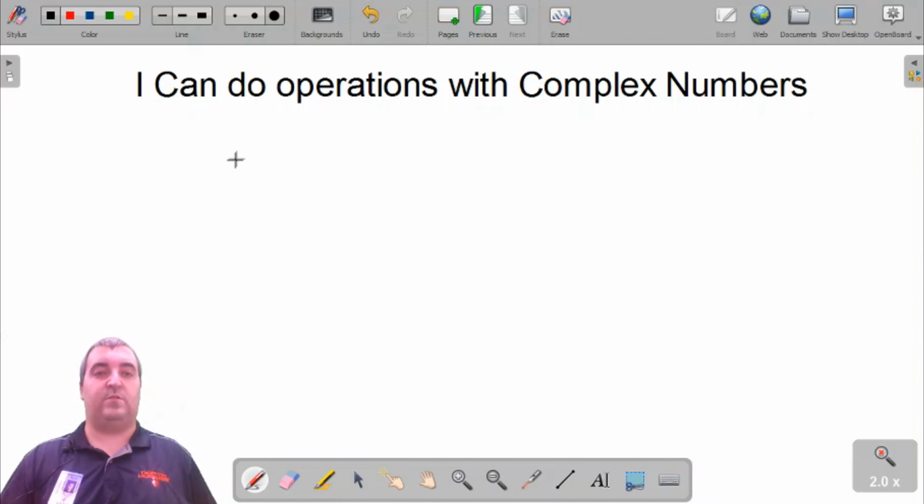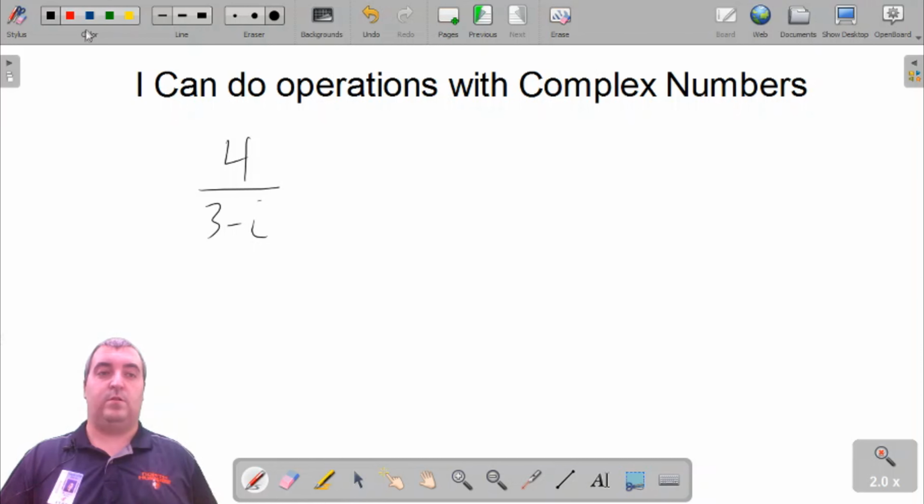So in the last video we talked about what complex numbers were and how to add, subtract, and also multiply. One of the things we didn't talk about was the division of complex numbers. So if you have something like this, how do we do this division? We don't like i in the denominator, so we actually want to deal with that.